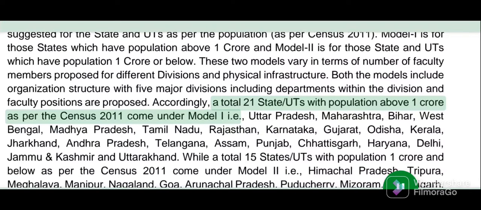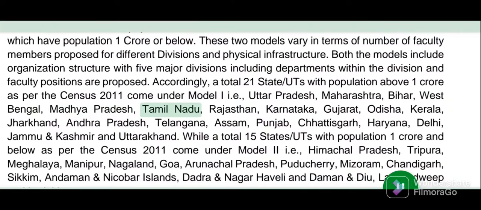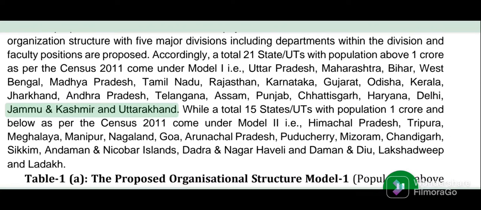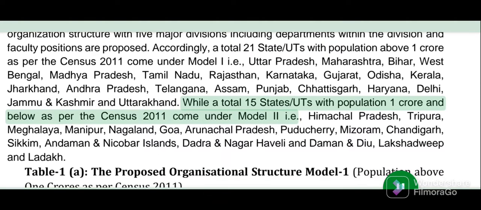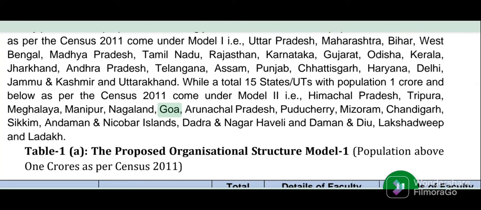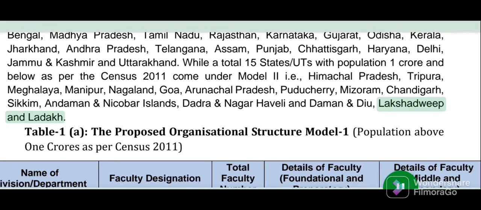Accordingly, a total of 21 states and UTs with population above 1 crore as per the Census 2011 come under Model 1: Uttar Pradesh, Maharashtra, Bihar, West Bengal, Madhya Pradesh, Tamil Nadu, Rajasthan, Karnataka, Gujarat, Odisha, Kerala, Jharkhand, Andhra Pradesh, Telangana, Assam, Punjab, Chhattisgarh, Haryana, Delhi, Jammu and Kashmir and Uttarakhand. While a total of 15 states and UTs with population 1 crore and below as per the Census 2011 come under Model 2, i.e., Himachal Pradesh, Tripura, Meghalaya, Manipur, Nagaland, Goa, Arunachal Pradesh, Puducherry, Mizoram, Chandigarh, Sikkim, Andaman and Nicobar Islands, Dadra and Nagar Haveli and Daman and Diu, Lakshadweep and Ladakh.